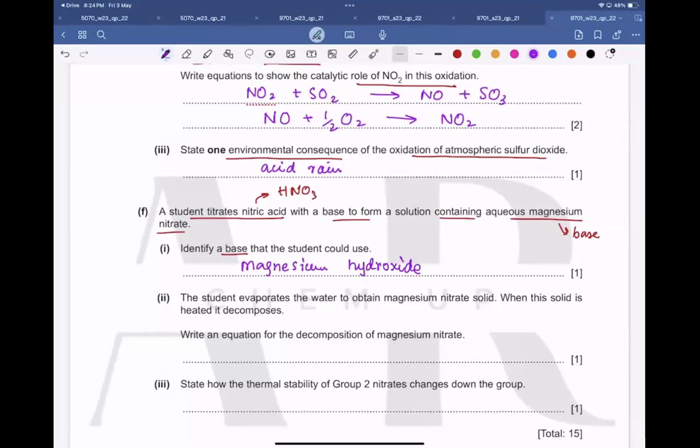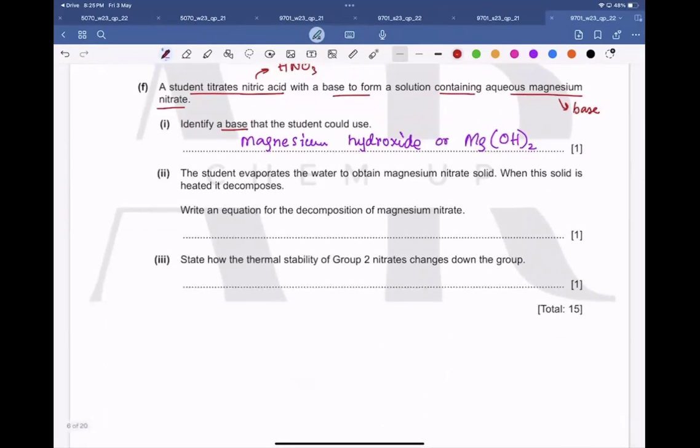Umar Sabir, it's not magnesium, the formula is wrong. And who is saying sodium hydroxide? You are making magnesium nitrate, right? So the base should contain magnesium in it. And if you have to write the formula, it would be Mg(OH) twice. And if you just write MgOH, you will not get any mark. Okay. The student evaporates the water to obtain magnesium nitrate solid.